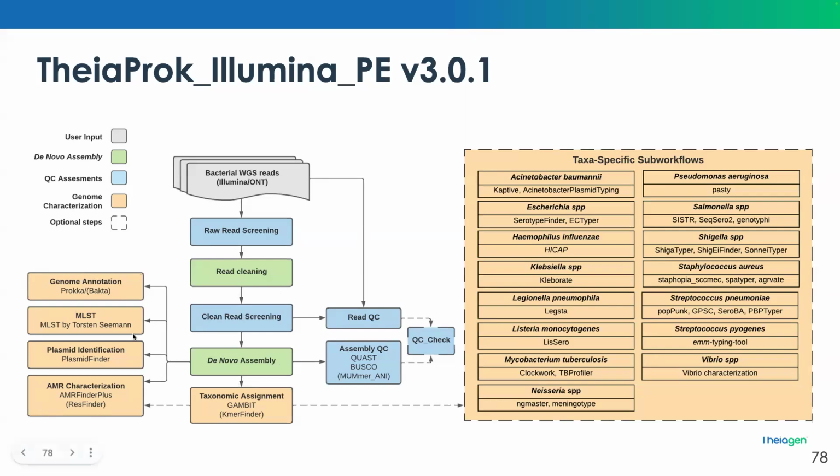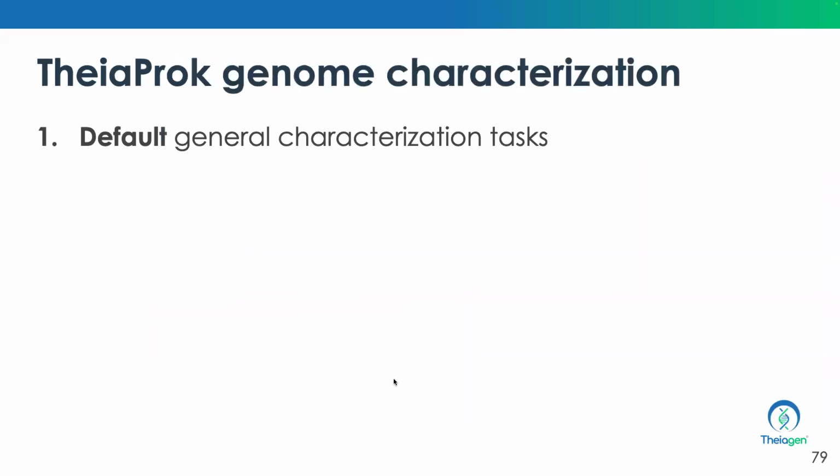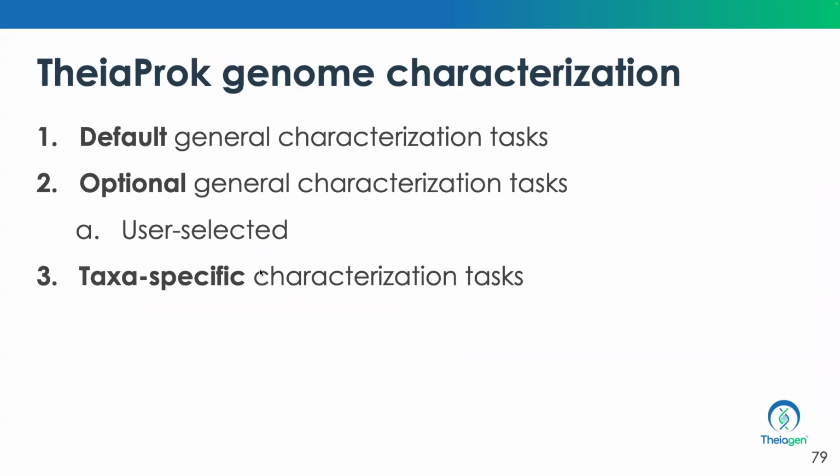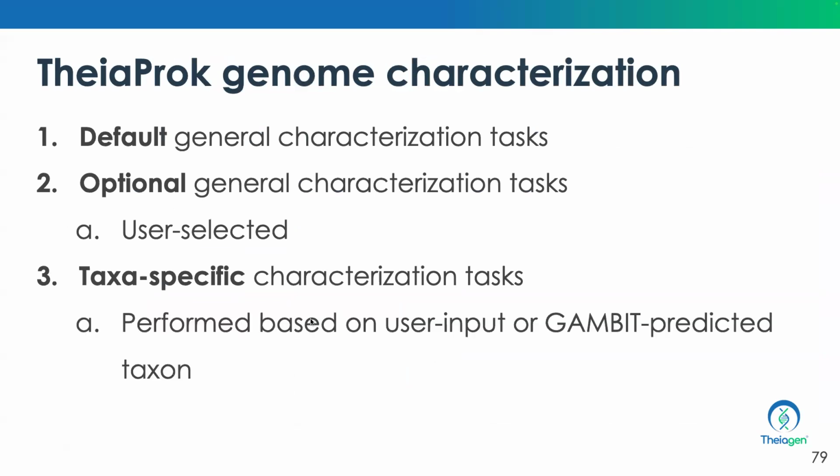will be on this left side as well as on the right side. So the ones on the left are pathogen agnostic, which means they are not specific to a given pathogen. But the ones on the right, we have for each pathogen the tool that is used to do characterization. So the default generalized characterization tasks, and then we also have optional ones. So the optional ones, the user has to give an input, and then we also have taxa specific, as I've mentioned, and these are based on that Gambit predicted taxon.